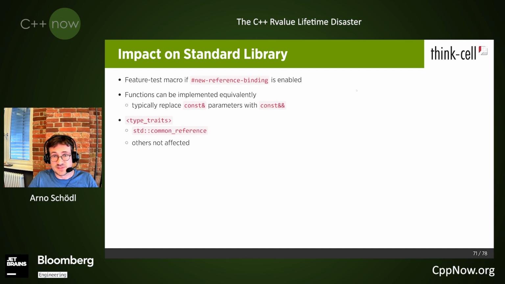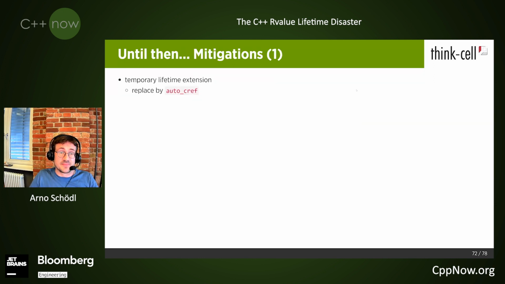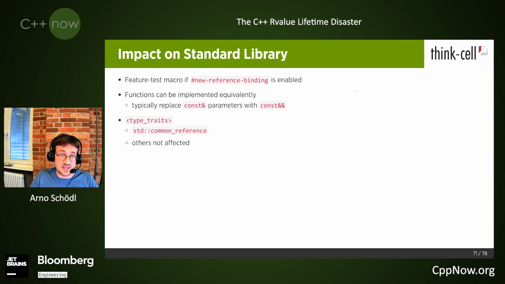The only thing inside type traits that I could find where it would make a difference is the common reference. There you would have to have a new version and an old version, depending on the binding rules. Now, I couldn't find any other type traits that would be affected. Okay, obviously we haven't done this yet, and C++ is still the plain old C++ that we always had, and we have to somehow live with the situation.